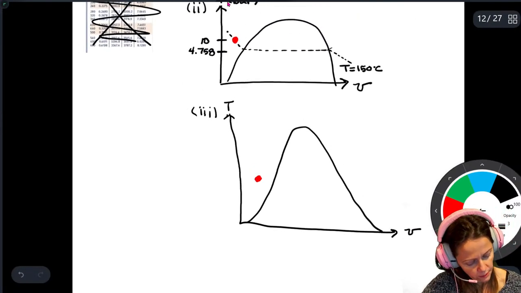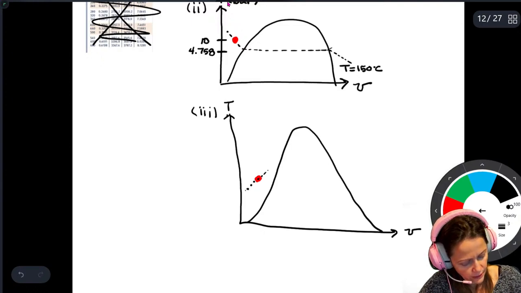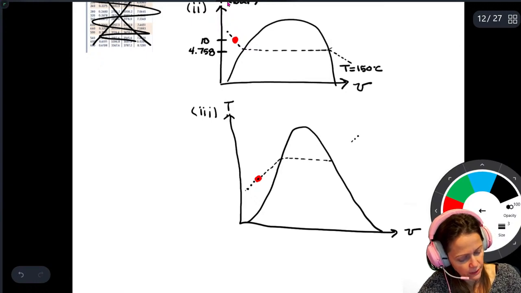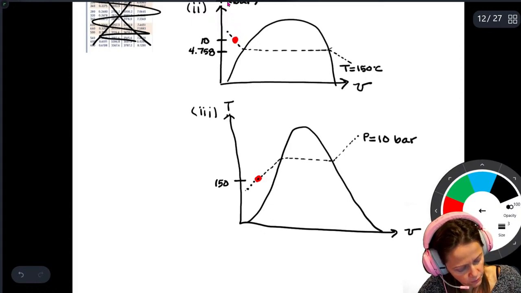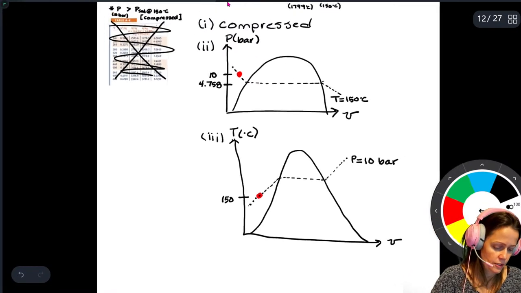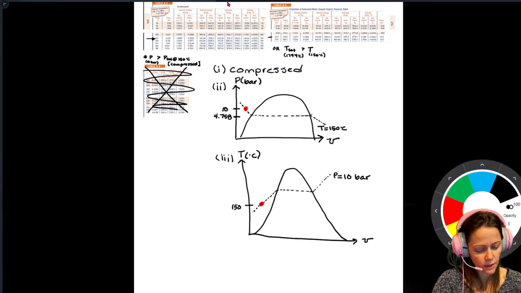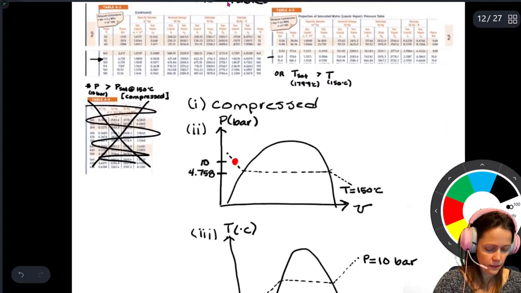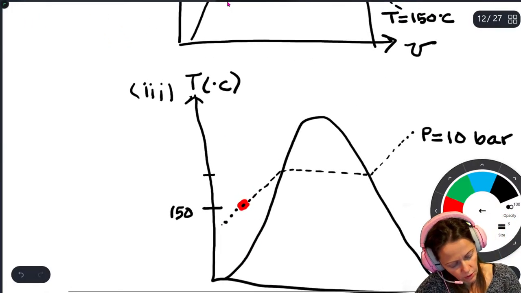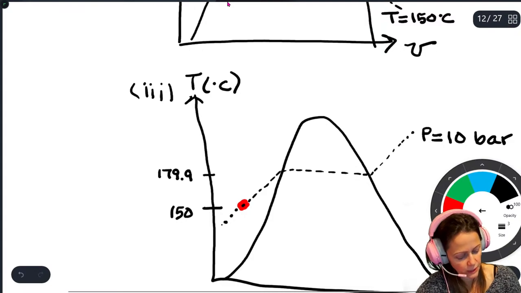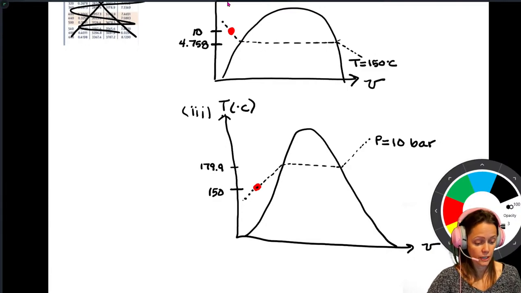We could also do the same thing over here. So I'm going to draw a little line of constant pressure. Now my tails will. Okay. Probably should have drawn that line first, but that's okay. So this pressure, not drawn to scale, would correspond to 10 bar. This is 150 degrees Celsius. And if I looked in table A3 up here, the saturation temperature at 10 bar, remember, was 179.9 degrees Celsius. So that's another way that you can show that if it's going to be along that line of constant pressure of 10 bar and at 150 degrees Celsius, it has to be in that compressed region. All right.